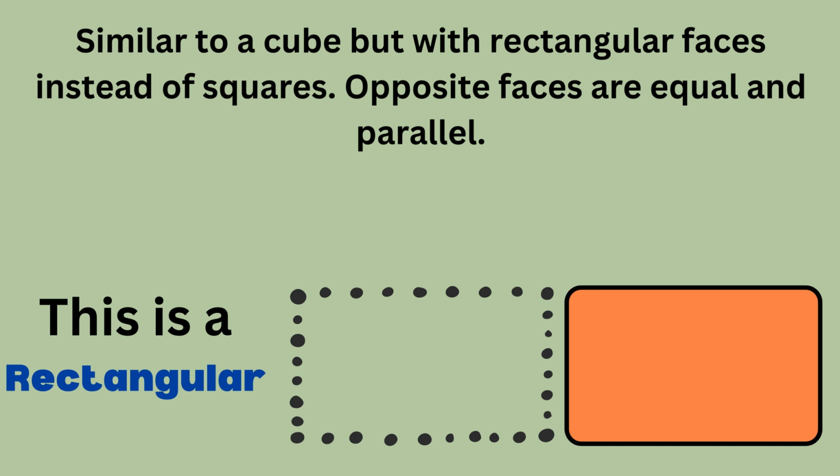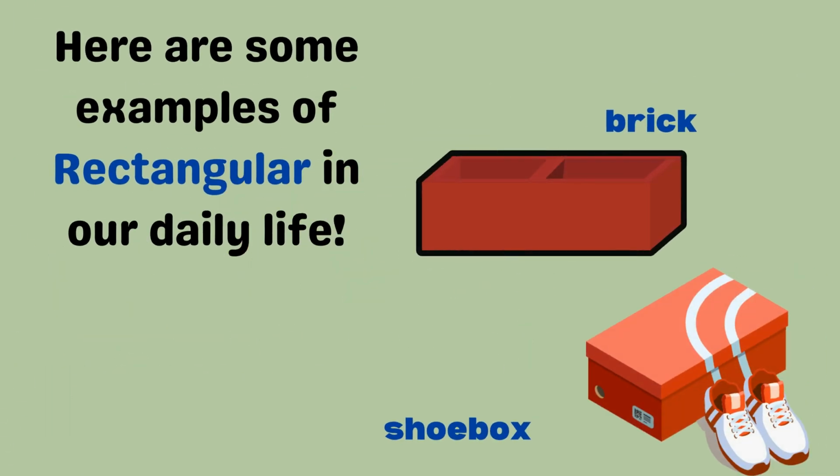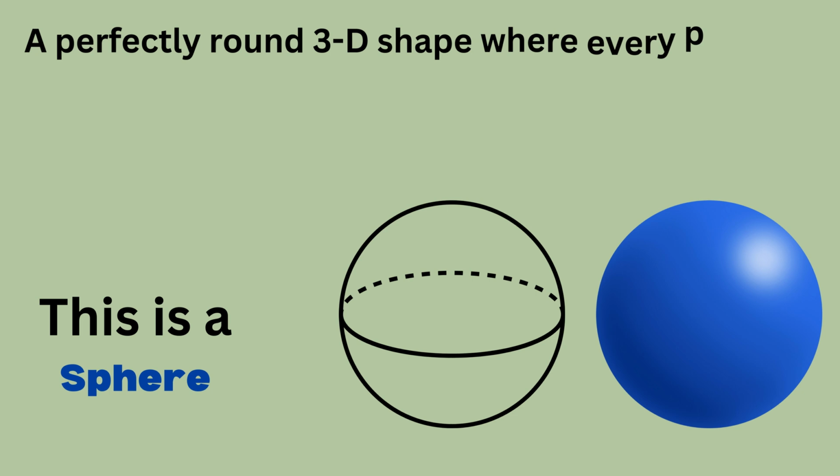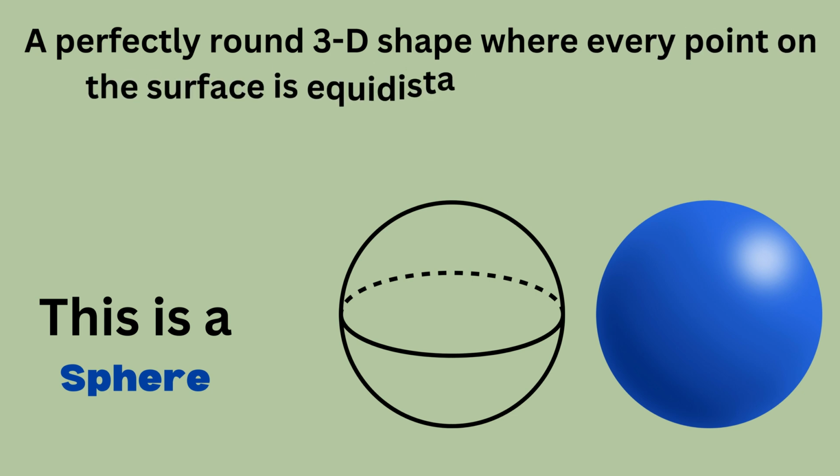This is a rectangular prism, similar to a cube but with rectangular faces instead of squares. Opposite faces are equal and parallel. Here are some examples of rectangular prism in our daily life. Brick, shoebox.